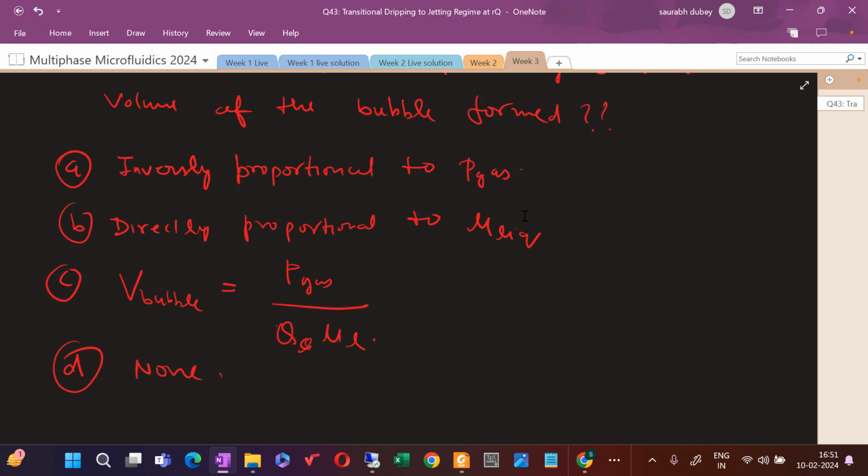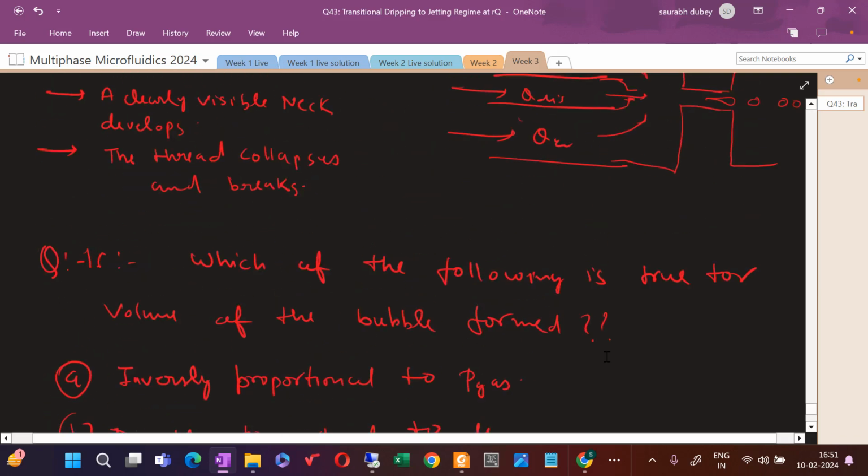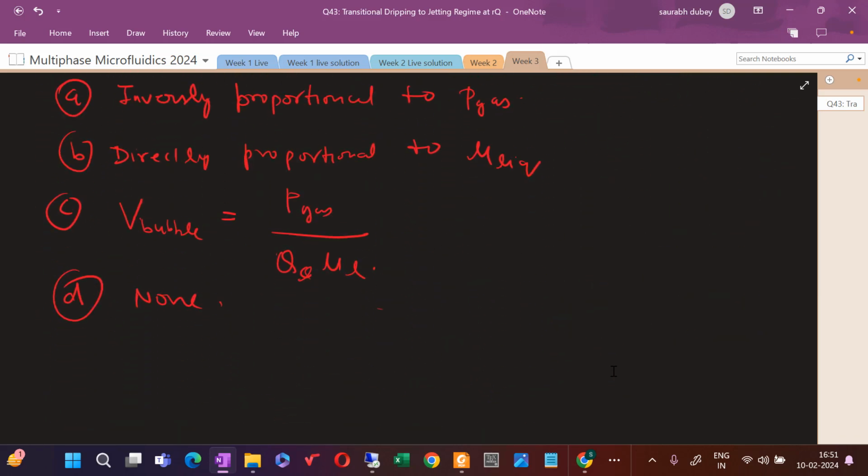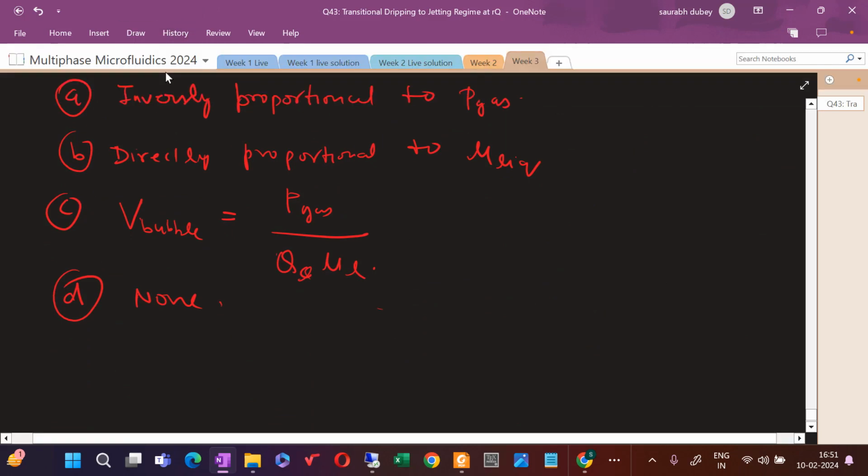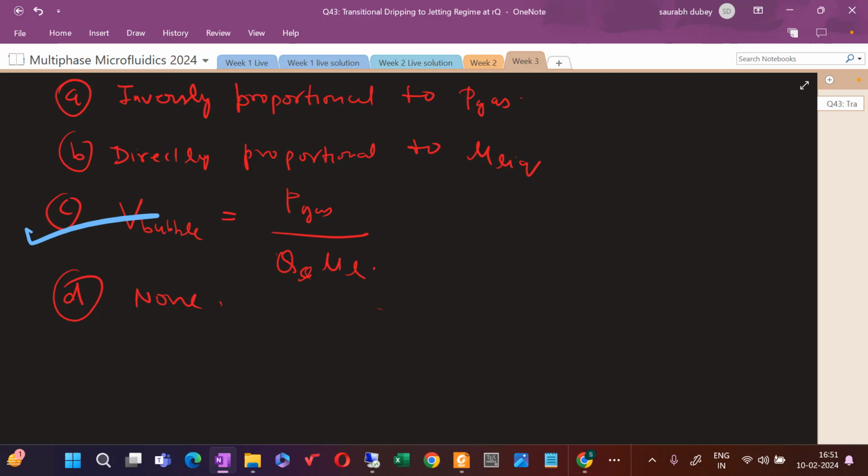Which of the following is correct? If you remember the exact discussion about the same in the second lecture of the week, you will come to know that option C is the correct answer. So option C is the correct answer for the same.